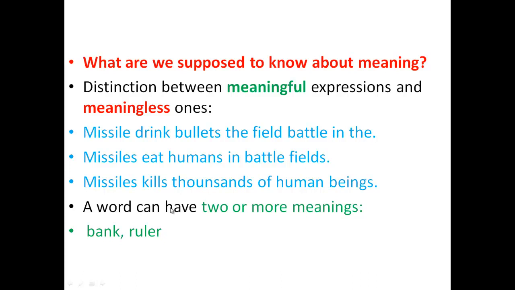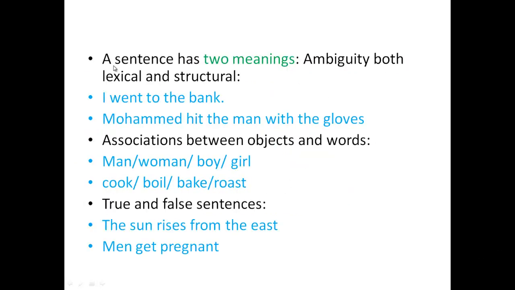A word can have two or more meanings. Bank, ruler. Just check up the meaning of these two words. You are going to know that they have more than one meaning. Another thing that we are supposed to know as native speakers: a sentence can have two meanings. Therefore, it is ambiguous. So here we can talk about two cases of ambiguity: ambiguity which is lexical and the one which is structural.